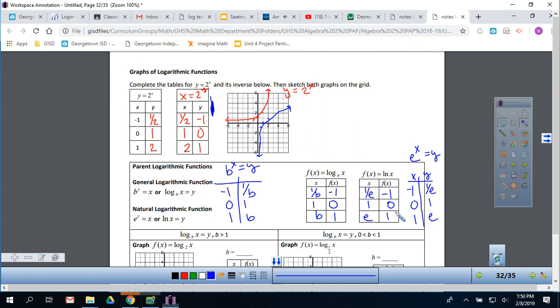So for all of these, we're actually going to do 3 tables. We're going to do one for the exponential one, and that's the one we have to think on. We're then going to flip the column to get the parent function for our log, and then we're going to do a transformation.